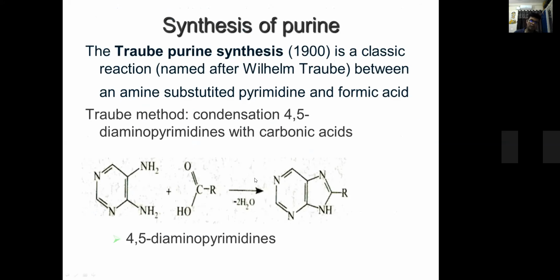So what is the first method for the synthesis of purine? It is known as Traube purine synthesis. This comes for 2 marks basically. It's a condensation type of reaction.